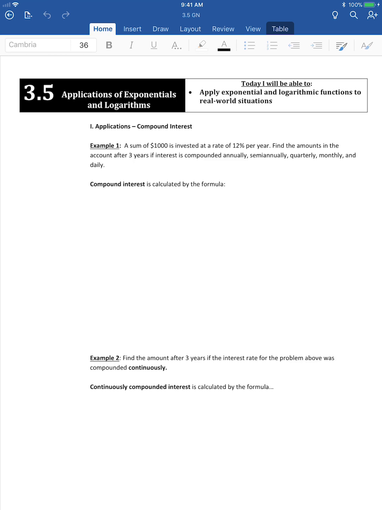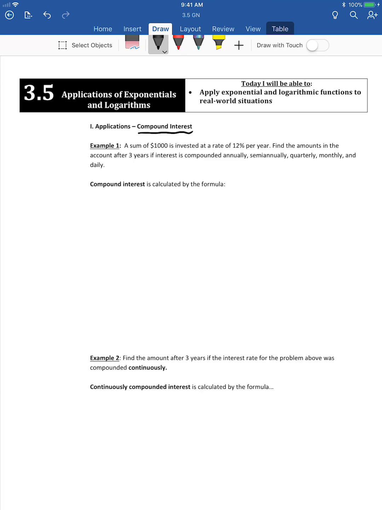First, we're going to look at applications of exponential functions. First, we're going to look at interest, specifically compound interest. So a lot of interest is compounded. And this first example is fairly common. So you have a sum of $1,000 and it's invested at a rate of 12% per year. We want to find the amounts in this account after 3 years if the interest is compounded annually, semi-annually, quarterly, monthly, and daily.